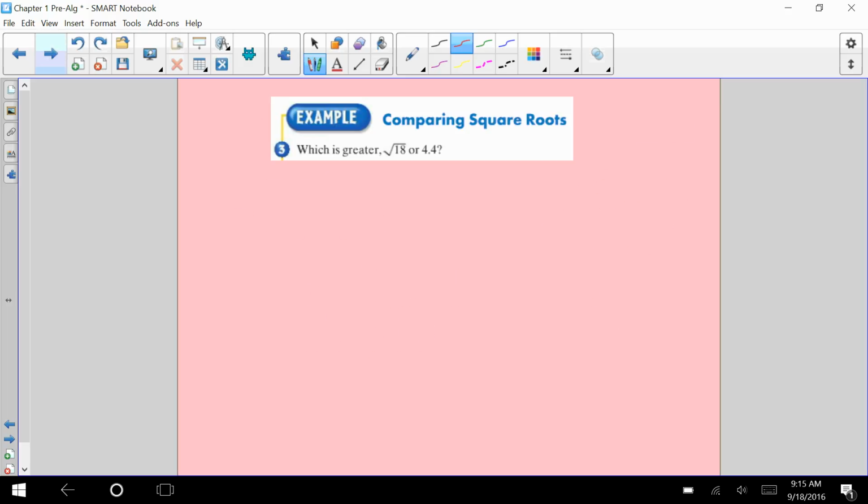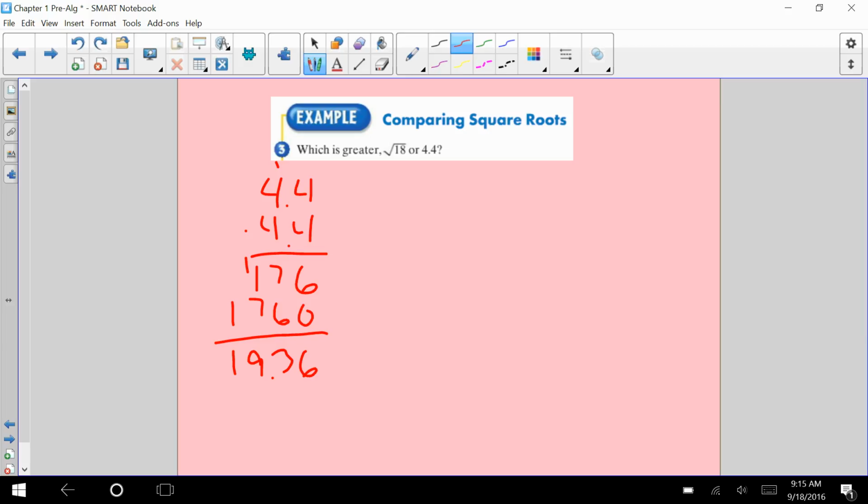Now we're going to decide which one is greater, the square root of 18 or 4.4. My method of doing this, I would square 4.4. So let's multiply 4.4 by itself. We get 19.36. So what that means is that 4.4 is equal to the square root of 19.36. 19.36 is bigger than 18, which means that 4.4 is the greater.